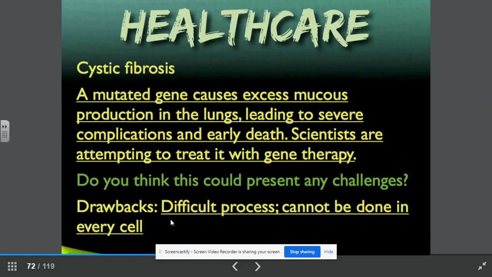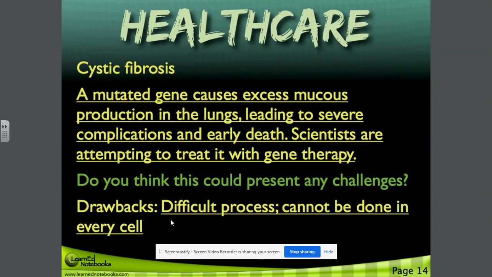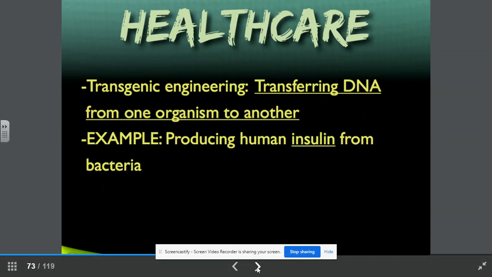One of the drawbacks: it's a difficult process. It cannot be done in every cell. Transgenic engineering. This is transferring DNA from one organism to another. So an example would be producing human insulin from bacteria.